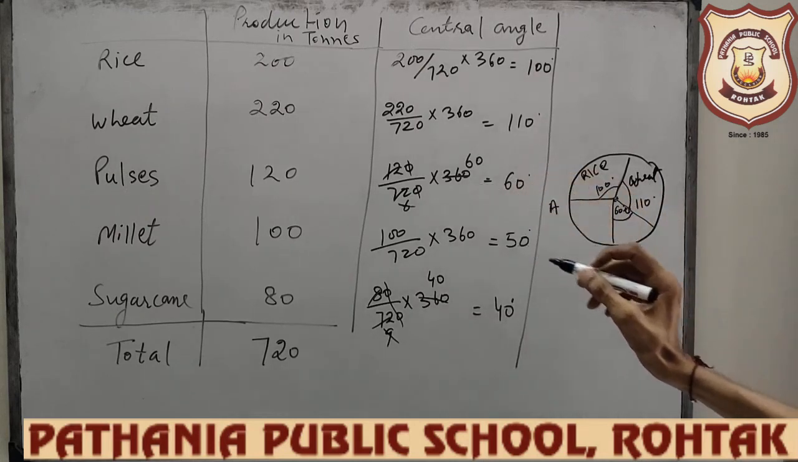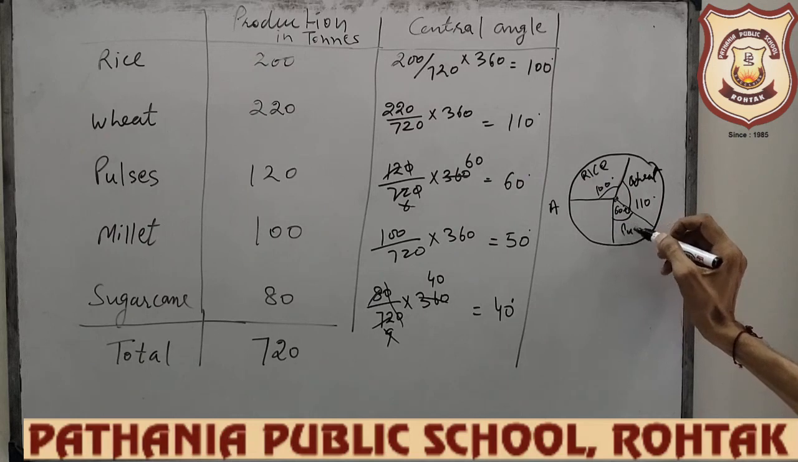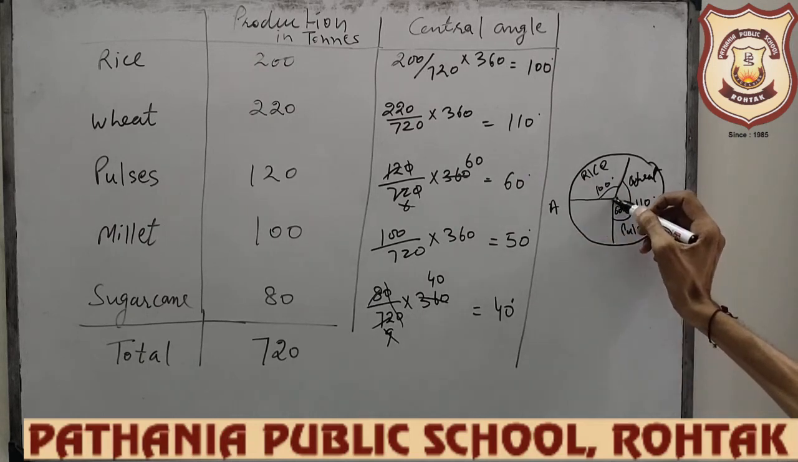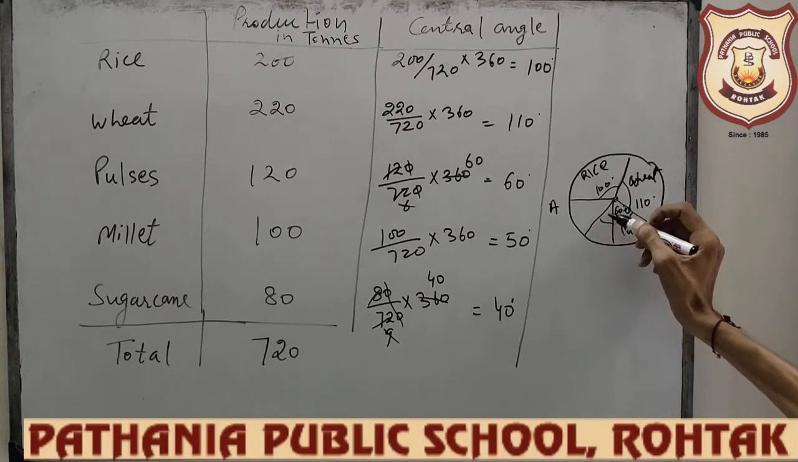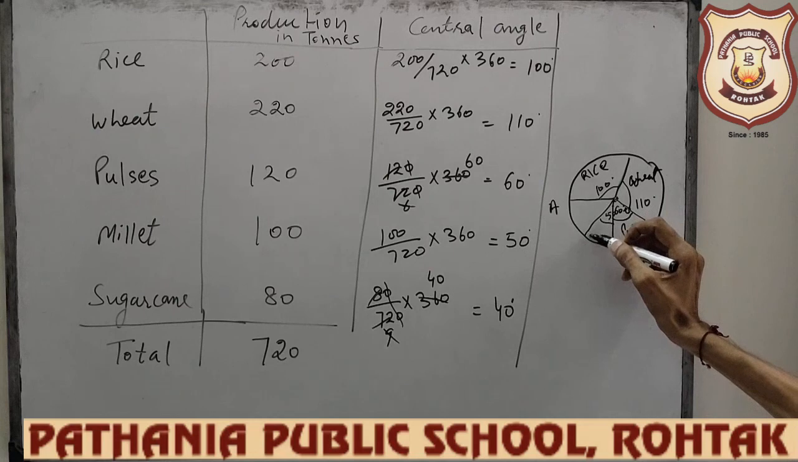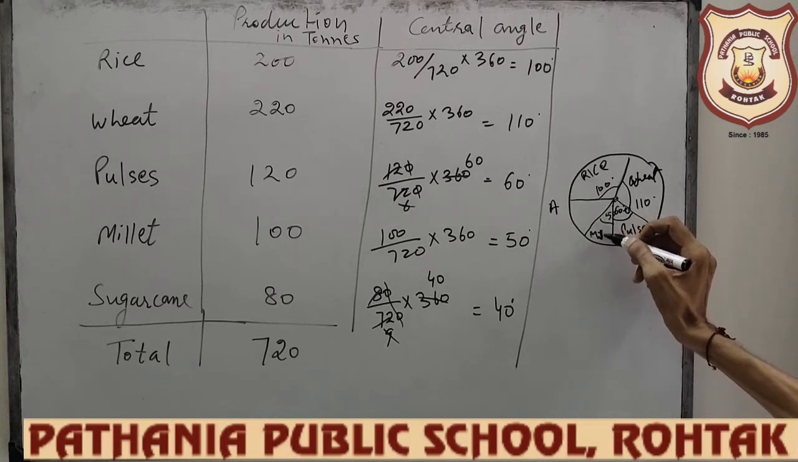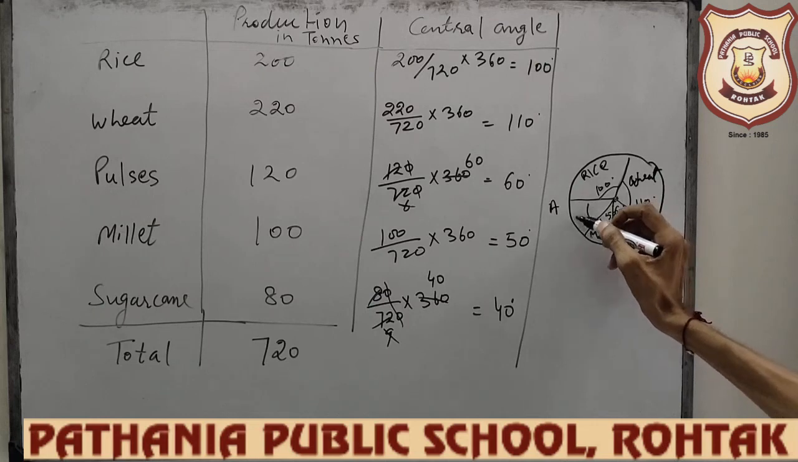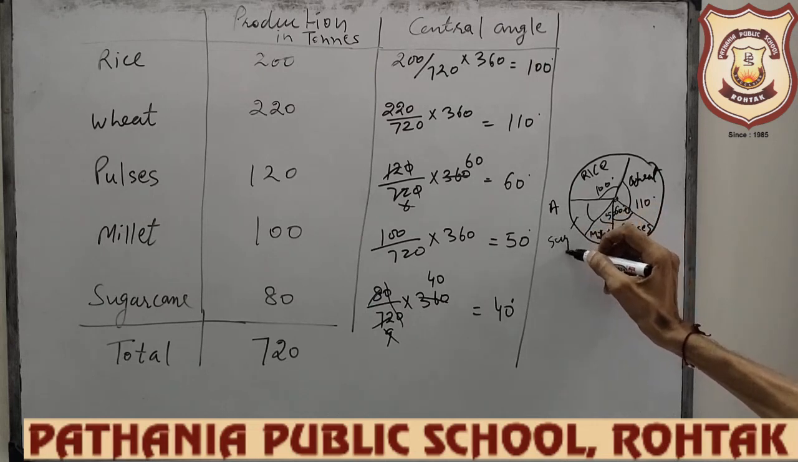So what is the production of this? Pulses. And the next angle is 50. If this one is 50 degree, what is the name of this? That is millet. And the remaining is 40 degree, that is sugar cane.